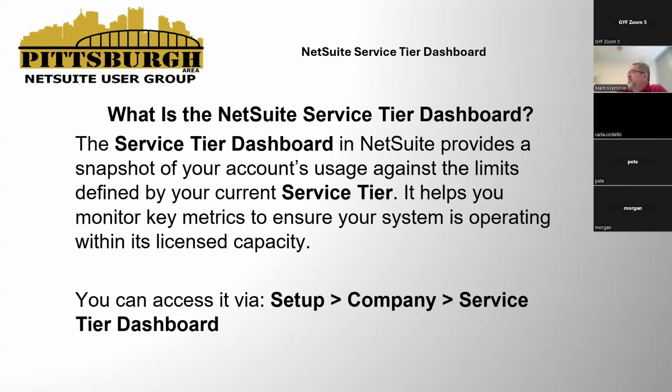So the service tier dashboard in NetSuite gives you a snapshot, and I believe it's computed nightly. And it just helps you monitor these. It's very simple. I'll show an example in just a second here. But it basically just shows where you're at, what the target is, and whether it gives you little warnings, whether you're approaching or exceeding those targets.